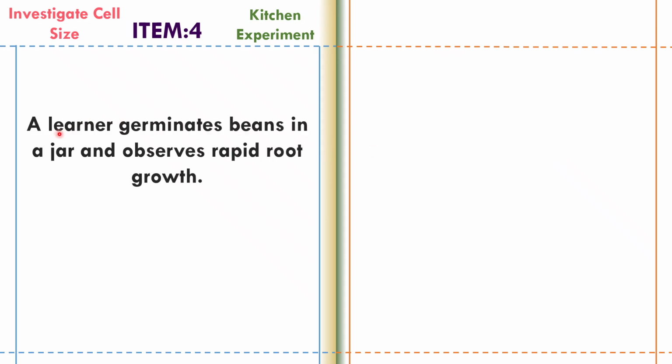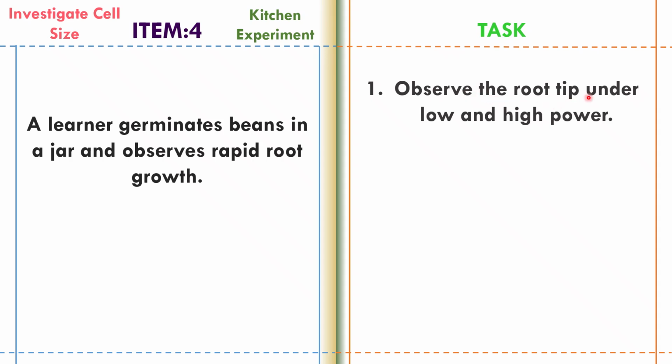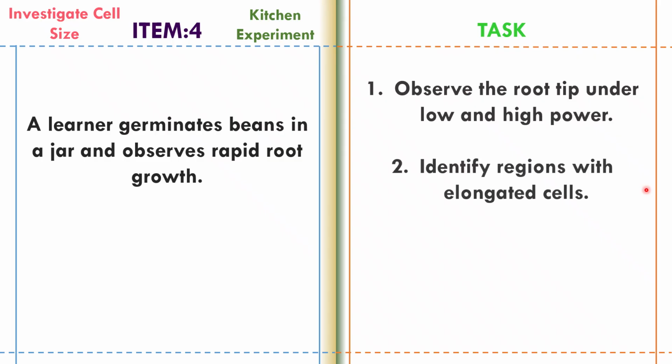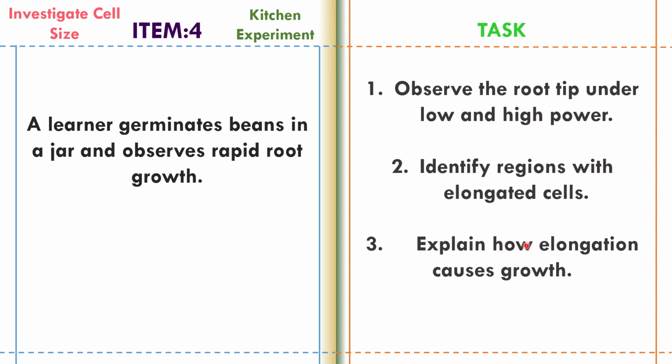Still investigating the cell size. Item 4: the kitchen experiment. A learner germinates beans in a jar and observes rapid root growth. Tasks: observe the root tip under low and high power; identify regions with elongated cells; explain how elongation causes growth.